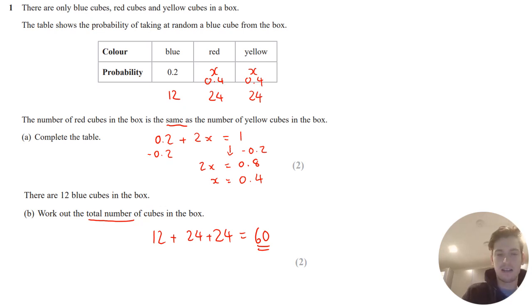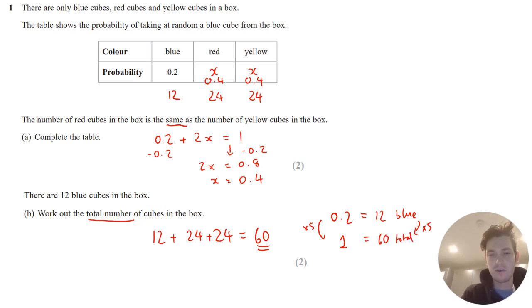The other way I could have done it is I could have said 0.2 is equal to 12 blue cubes, and I want the total, which is 1, so I can times by 5 on both sides to get 60 in total. So two nice ways of doing that question. Hopefully you all got that, hopefully nice and straightforward.